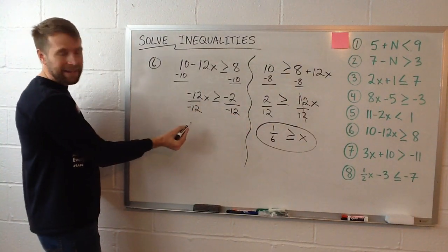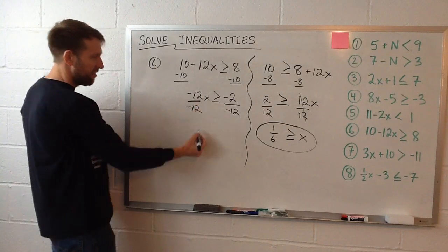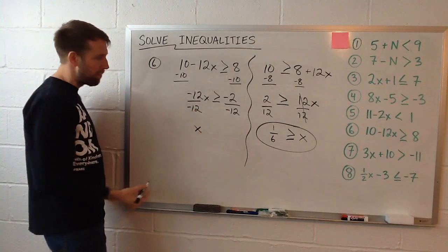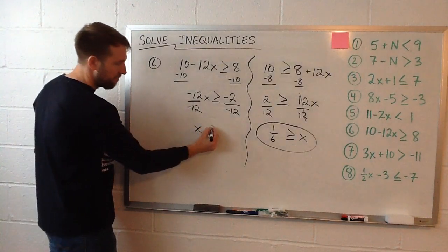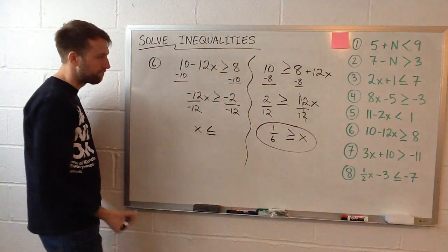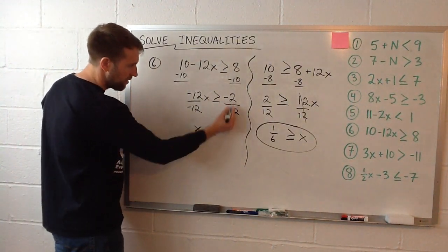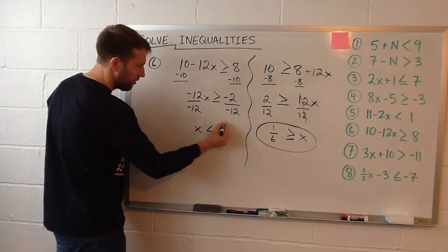I am dividing by a negative. I'm taking the negative x's and turning them to positive. I'm flipping the negative x's to positive, so I have to flip the inequality. Negative over negative is positive. 2 over 12 is 1/6.